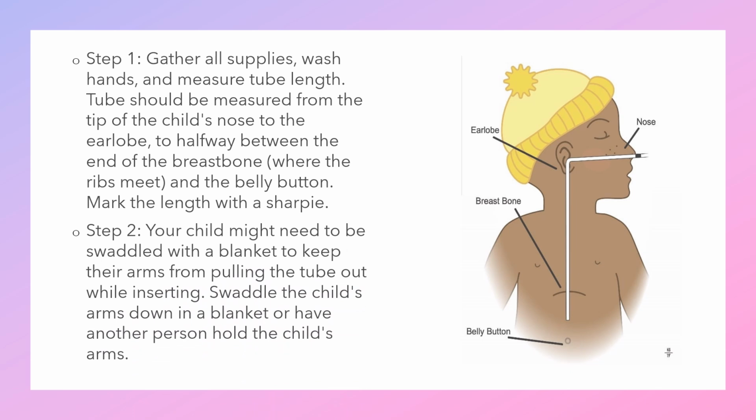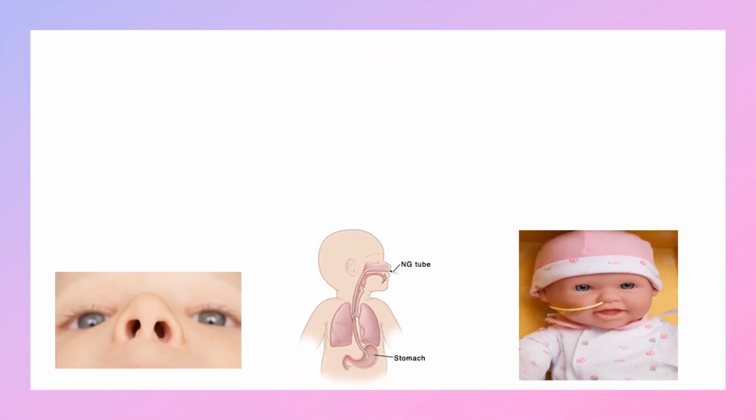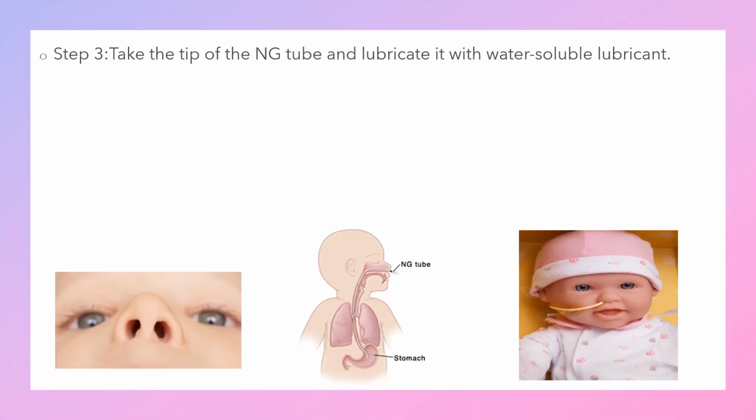Step 2. Your child might need to be swaddled with a blanket to keep their arms from pulling the tube out while you're inserting. You can swaddle the child's arms down in a blanket or have another person hold the child's arms. Step 3. Take the tip of the NG tube and lubricate it with a water-soluble lubricant.